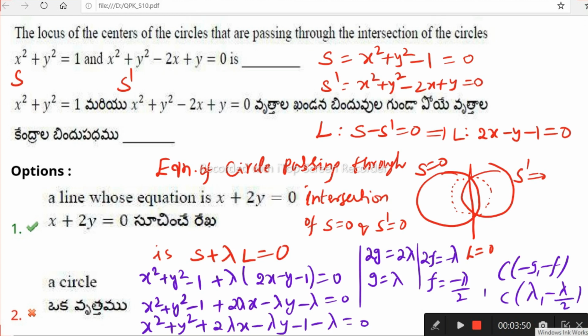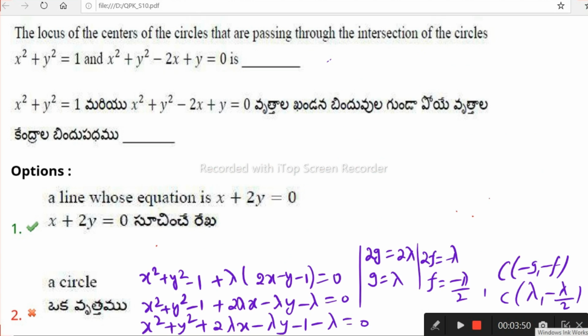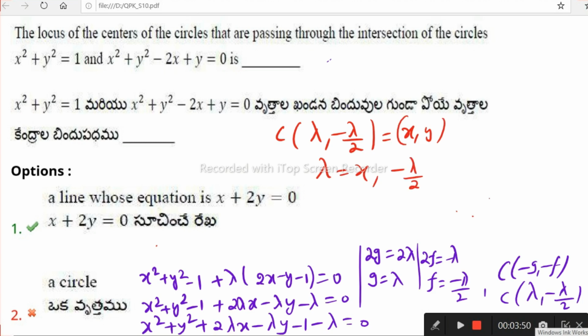Now we need the locus of the center; let us see what to do. To get the locus, we take the center as some x comma y. The center we got as lambda comma minus lambda by 2. Equating the x coordinate, lambda is equal to x, and minus lambda by 2 is equal to y. From this, what is the lambda value? Minus 2y. So equating the lambda from these two equations, we eliminate lambda.